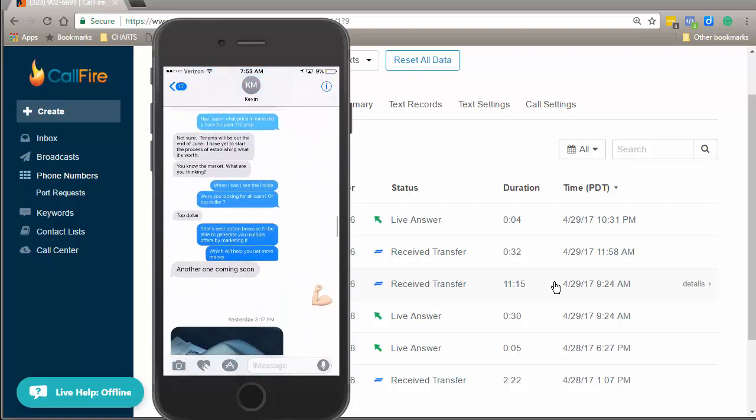So here it is. Here's the actual text conversation. It says, hey, what's the price in mind did you have for your property? Not sure. Tenants will be out end of June. I have yet to start the process of establishing what it's worth. What do you think it's worth?